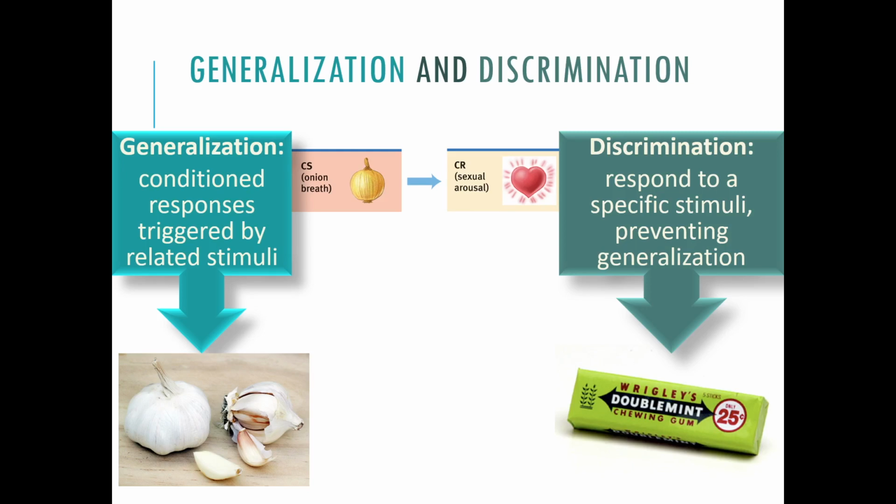So generalization and discrimination are terms that we use to describe those times when the learner extends their conditioned response to things that are similar enough to the conditioned stimulus. And discrimination refers to the times when the learner restricts their conditioned response to only those things that are similar enough to the conditioned stimulus.